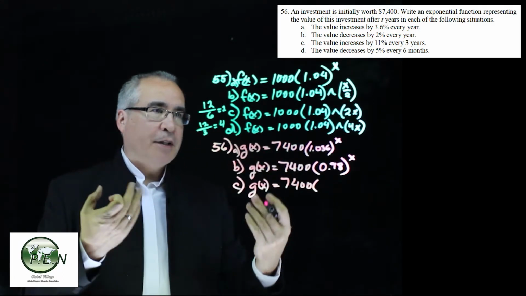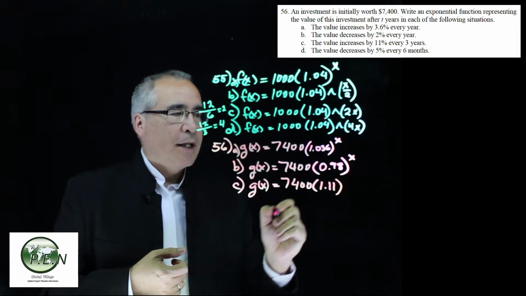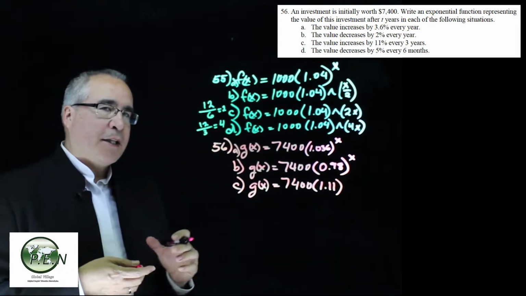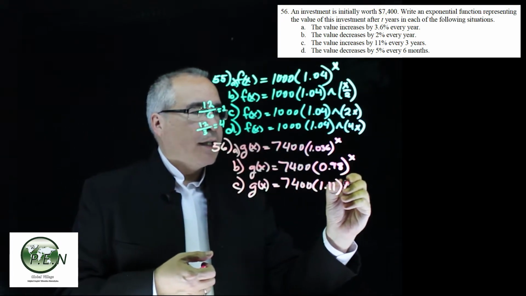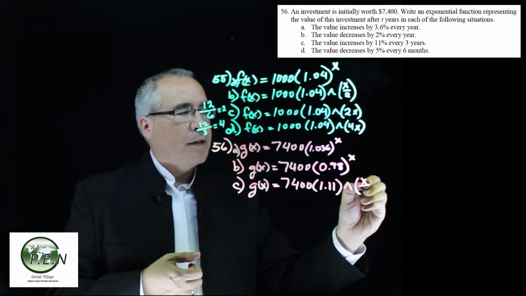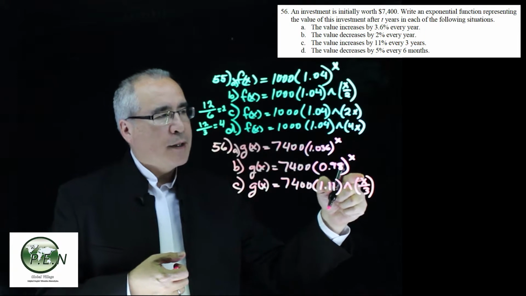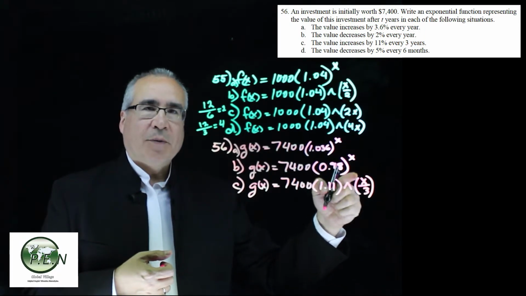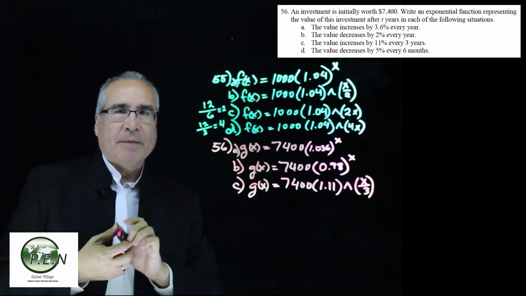100% plus 11%, 111%, which is 1.11. However, it doesn't do that every year. It takes 3 years to get that increase. So again, our exponent is going to be number of years divided by 3. And again, if you have 3 years, 3 years goes in for X. 3 divided by 3 is 1. So in 3 years, you've increased 1 time.